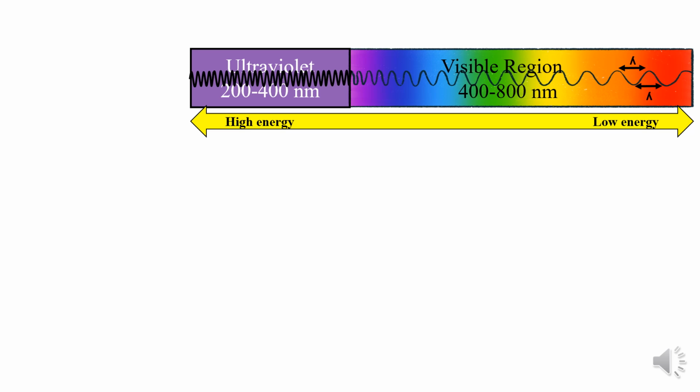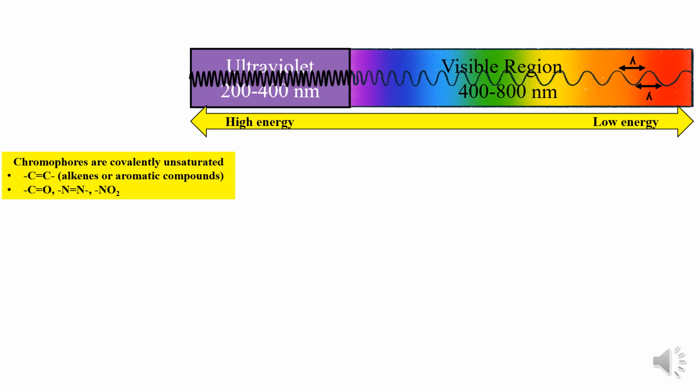Now these two parameters, that is wavelength and energy, are inversely proportional. As the wavelength increases, energy decreases. As the wavelength decreases, energy increases. So energy and wavelength are inversely proportional.